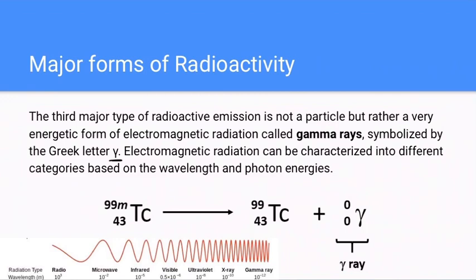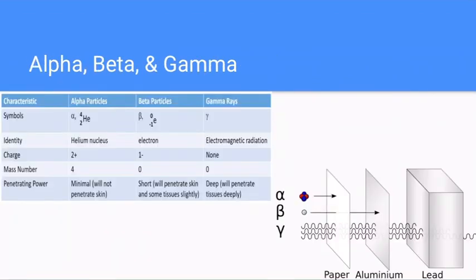Because gamma rays have the shortest wavelength, normally they will not also give off a beta or alpha particle, but as the wavelength gets longer, it will determine what kind of particle is let off with it, and that will either be an alpha or beta particle, or it could be both. On this next slide, it shows distinctions between alpha particles, beta particles, and gamma rays. If you want to pause this video and look at their symbols, identity, charge, mass number, and penetrating power, you can go ahead and do so.